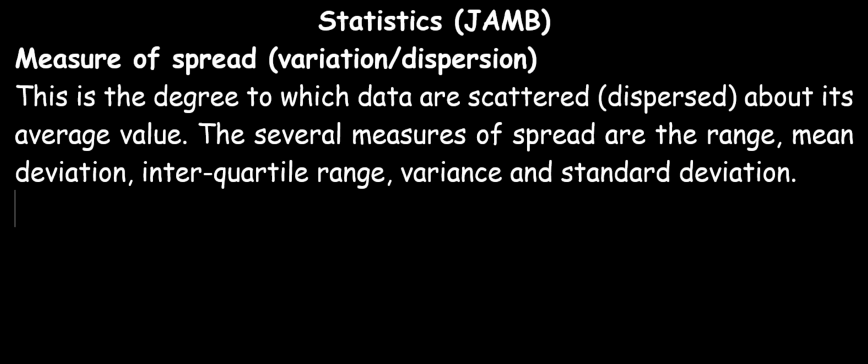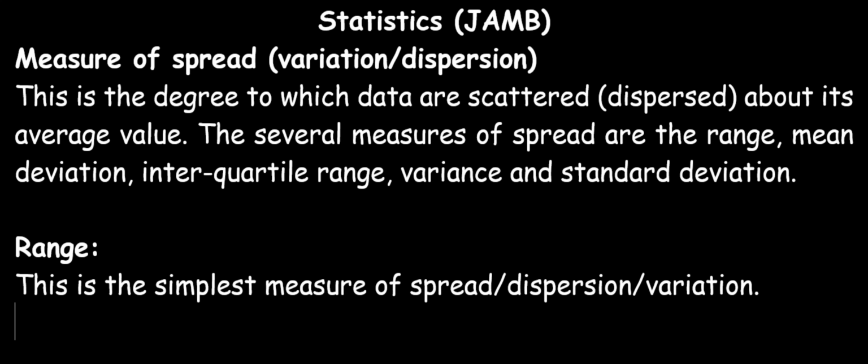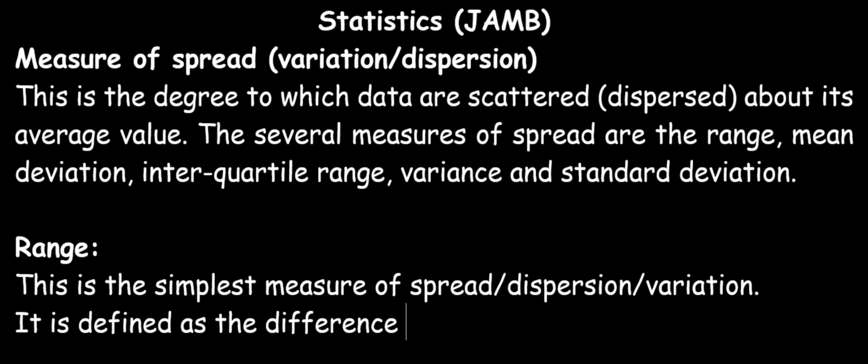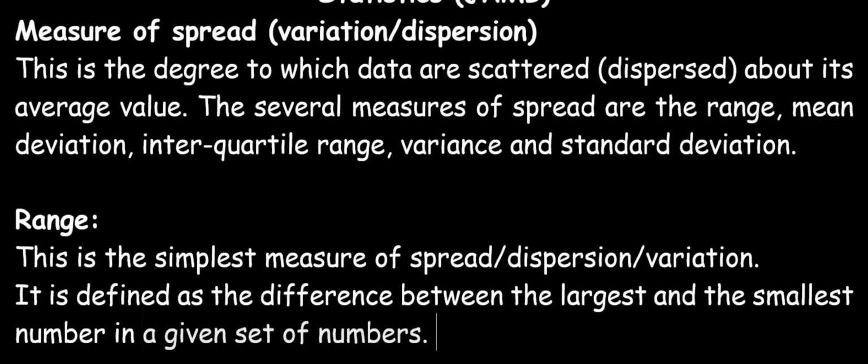First, we start with the range. This is the simplest measure of spread, or simplest measure of dispersion, or simplest measure of variation. It is defined as the difference between the largest and the smallest number in a given set of numbers. Let's take some examples under range.